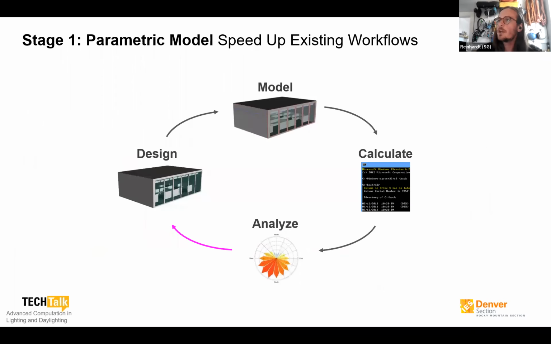So stage 1, a parametric model. That's the most basic thing you can do, which is to basically speed up your existing workflow. If you think about the fact that we have a design, we then model that design in our software and then calculate it. I always go back to daylighting, but that's just the example I'll use. You can apply it to different disciplines. You then analyze your data and then you provide feedback to the team. It's not until that purple pink arrow that we actually add value to the project. And so yeah, the idea here is that you do this faster and more often.